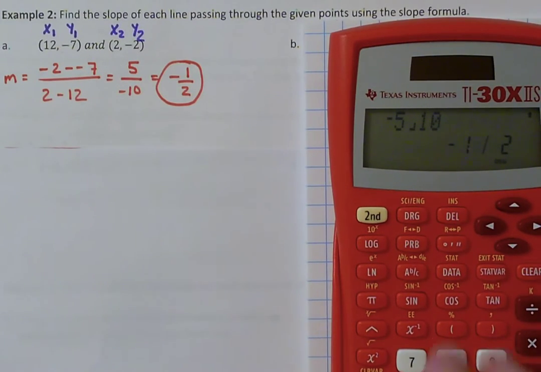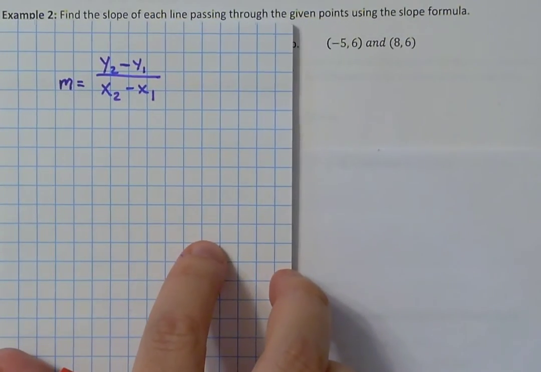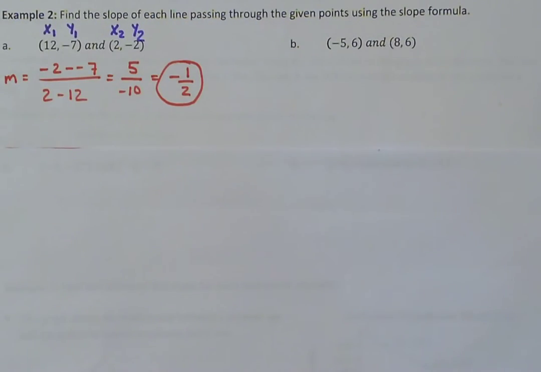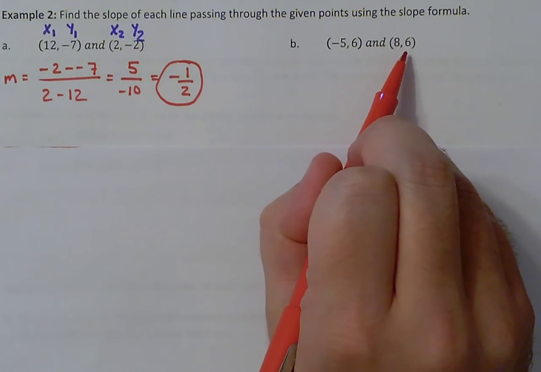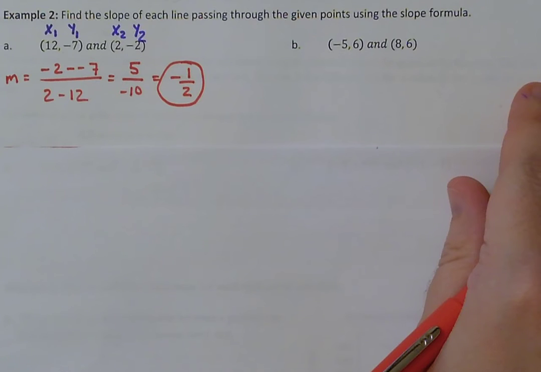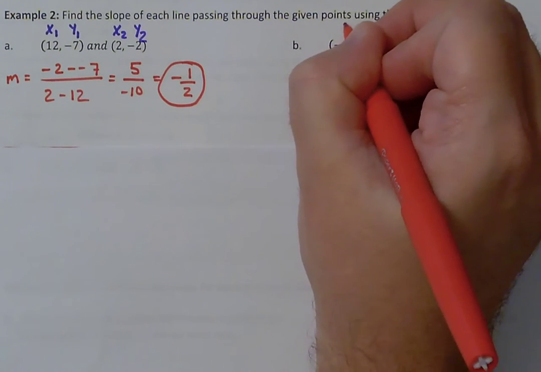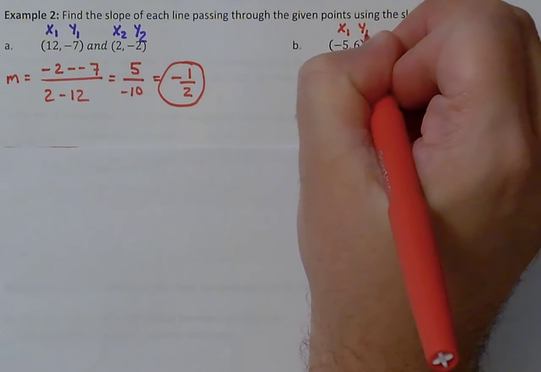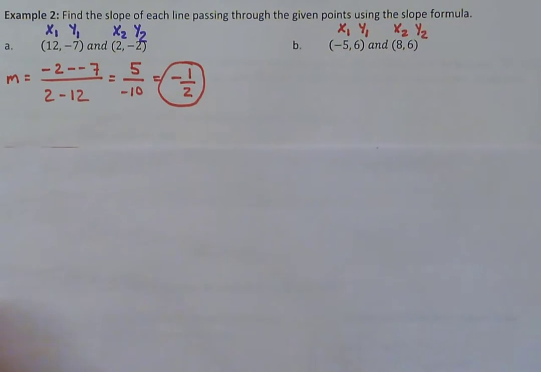All right, let's continue on. For part B, we have the points negative 5, 6, and 8, 6. Again, your first step is to go through and identify what your x1, y1, and your x2, y2 are. So this is my x1, y1, and then my x2, y2.